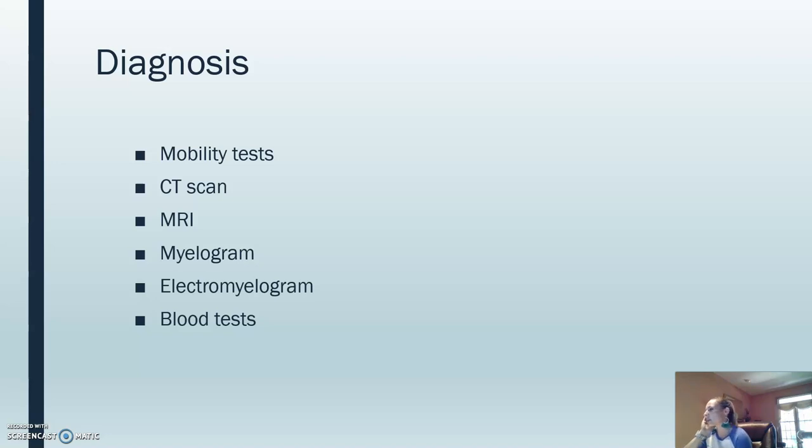Some blood tests may include a CBC just to see if there's any infection going on, or maybe a C-reactive protein or a sedimentation rate, which is ESR, to see if there's inflammation. And then they may do something called an HLA-B27, which checks for ankylosing spondylitis, or maybe an autoimmune disorder like arthritis, to see if that's the cause.